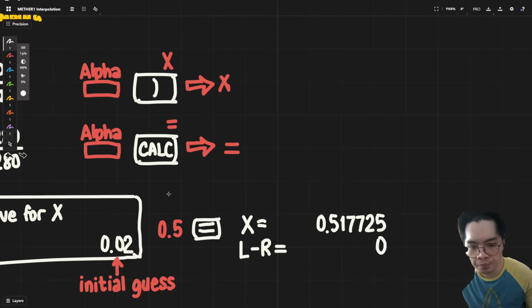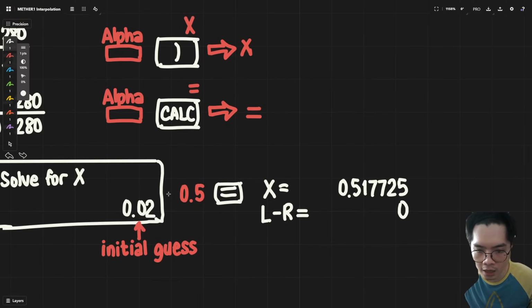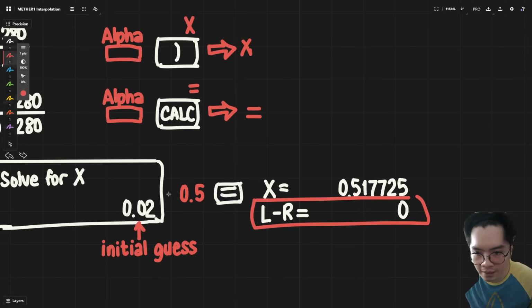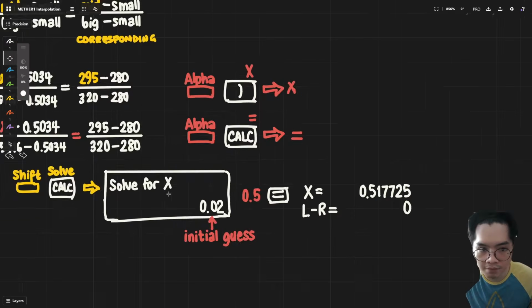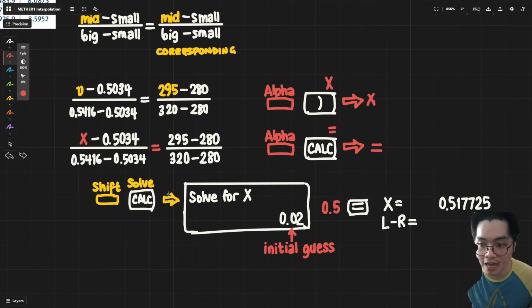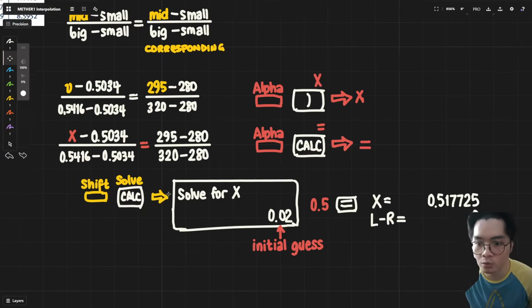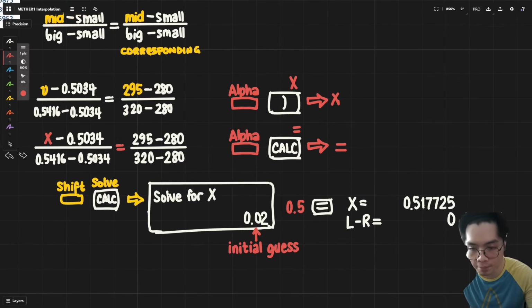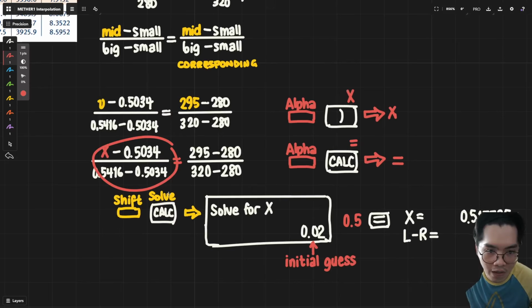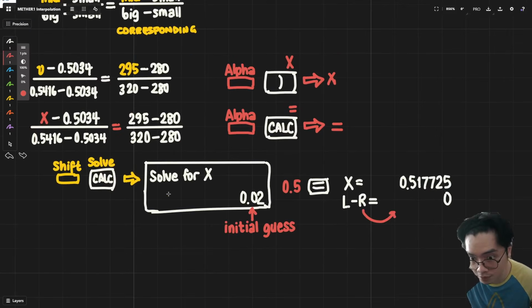But now let me explain what this L minus R means. That means left minus right. That is how your calculator actually tries to iterate, right? It implements an algorithm that gets better and better, giving more accurate values of x, and it will stop once the left minus the right side is equal to 0. Or in other terms, if you put this to the other side, it will stop when your left is equal to the right, which makes sense, right?